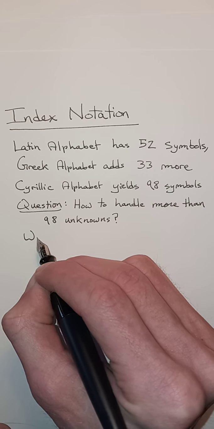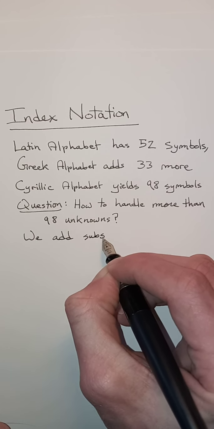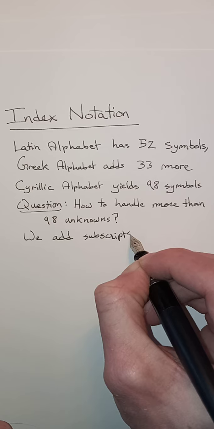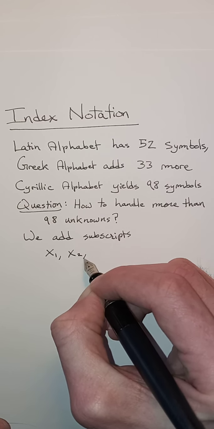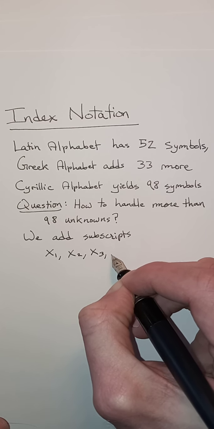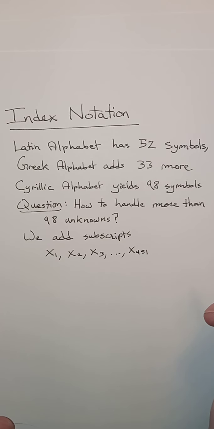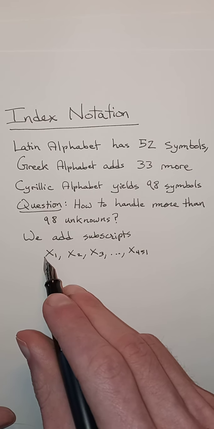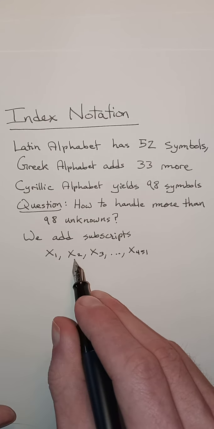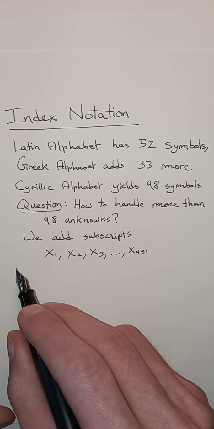So we add subscripts. That's the trick. We just write x subscript 1, x subscript 2, x subscript 3, and so on, all the way to x subscript 451. And there you go. 451 new symbols, just using one symbol and numerals to distinguish the different variables among themselves.